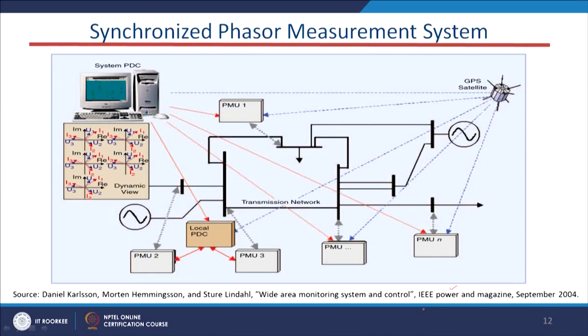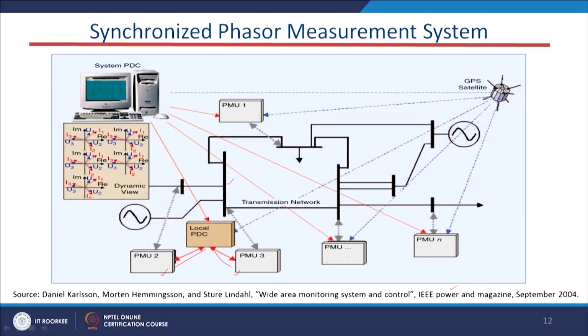This is how it looks. We have taken this from the IEEE power magazine. Let us say this is one bus in the power network, where we have installed PMU1, PMU2 and PMU3, and from these PMUs the data flows to the local PDC. PDC means phasor data concentrator. We also have PMUs at other buses, which are shown by the dotted line.